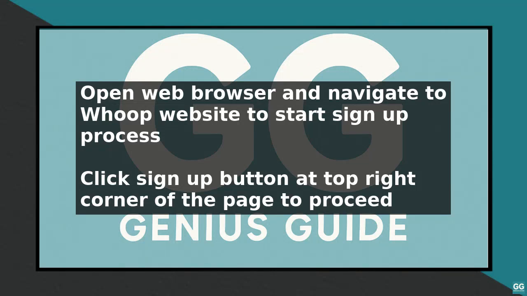To download and sign up for Whoop, the process is straightforward and can be completed in a few steps. First, open a web browser and navigate to the Whoop website. Click on the Sign Up button located at the top right corner of the page.